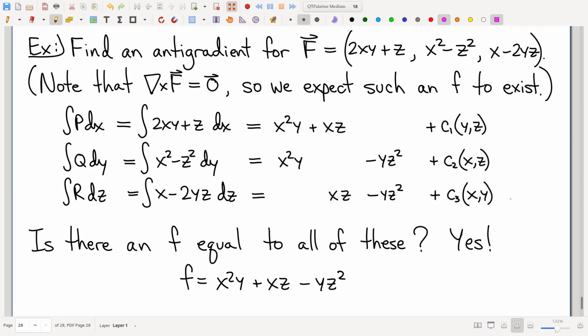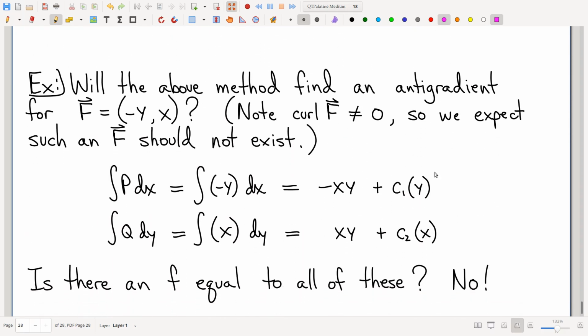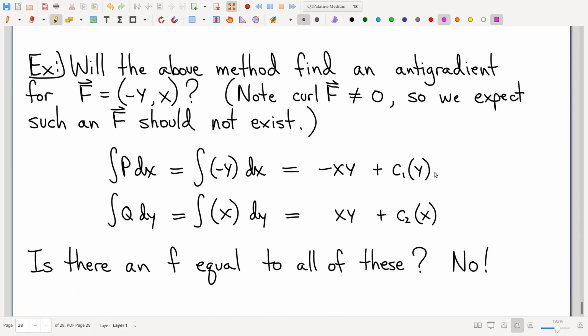All right. Let's see another example. Let's try to find an anti-gradient for this vector field. And before we start with the process, let's go ahead and realize that we're doomed on this one. We have no chance. There's no way we're possibly going to find an anti-gradient here.